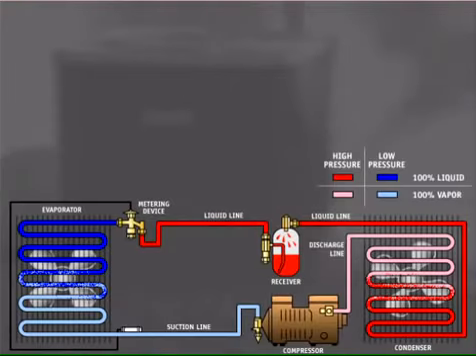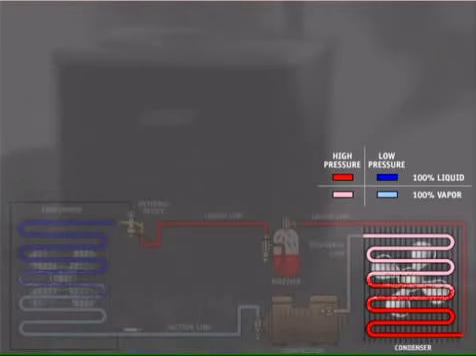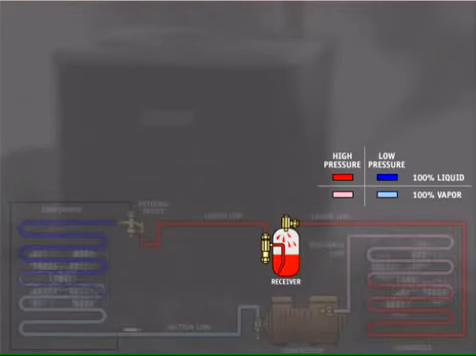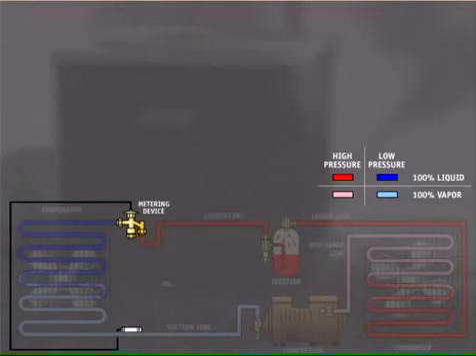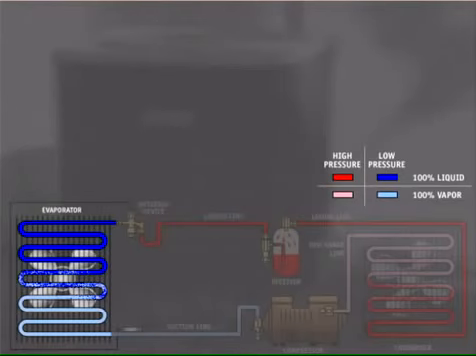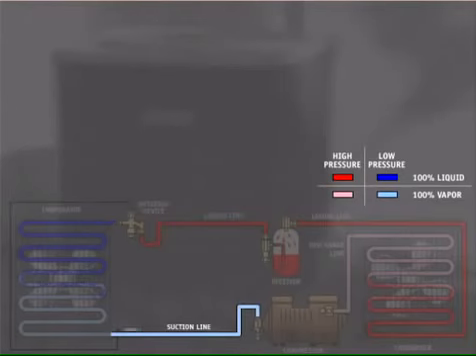Shown here is an illustration of a basic refrigeration system. The components of this system are the compressor, discharge line, condenser, receiver, liquid line, metering device, evaporator, and suction line. Roll the cursor over each component to see the basic function of each. To learn more, select from the menu on the left.